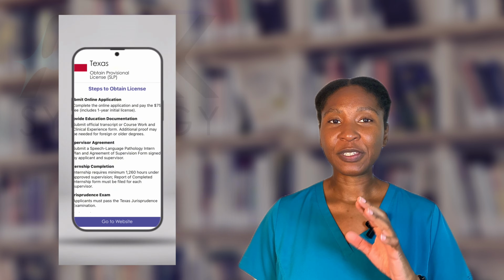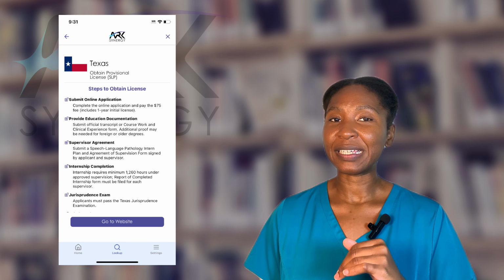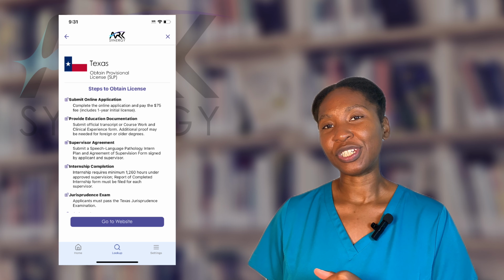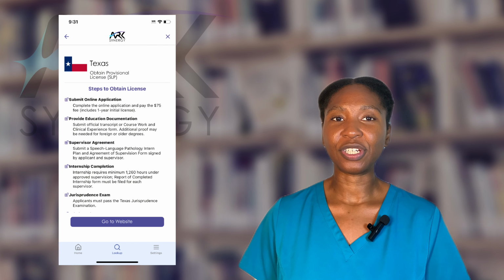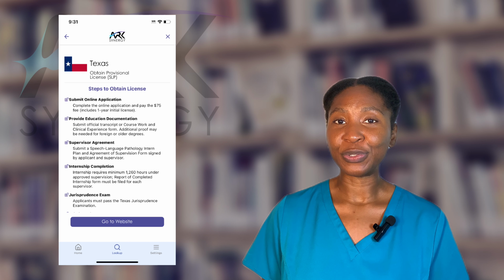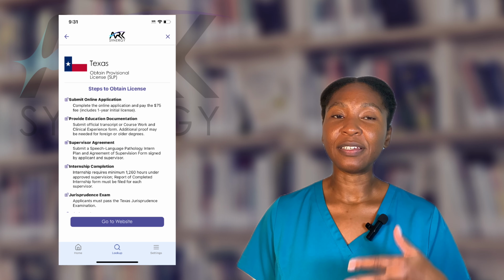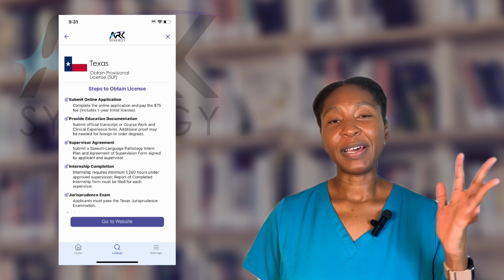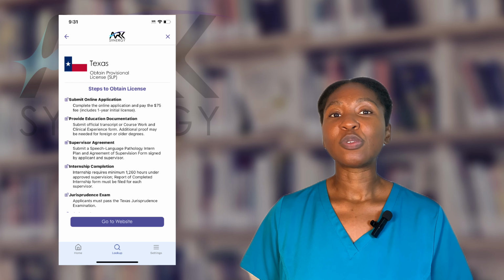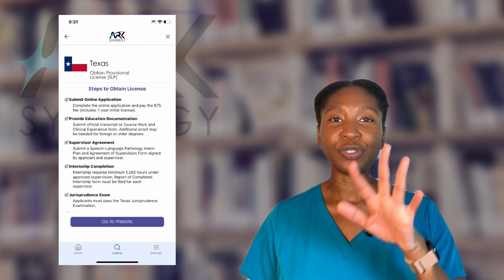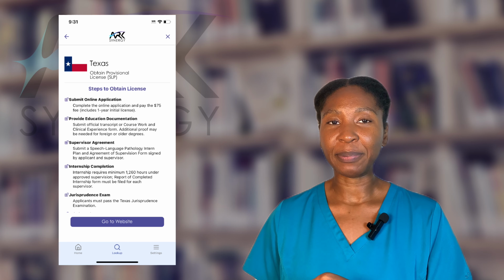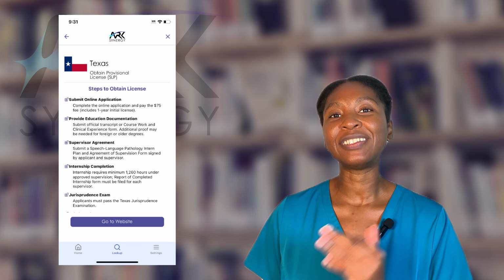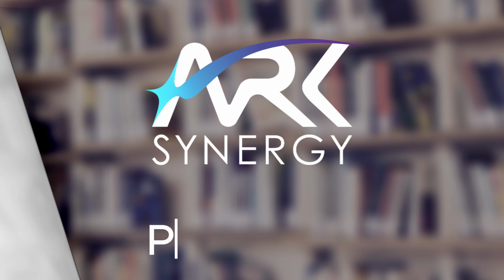All applicants must pass the Texas jurisprudence examination. This exam is required in addition to the internship completion. Criminal history review must also be completed. All applicants must undergo a national criminal background check by submitting their fingerprints. So prior convictions will not automatically disqualify an applicant, but those must be disclosed and will be evaluated on a case-by-case basis.